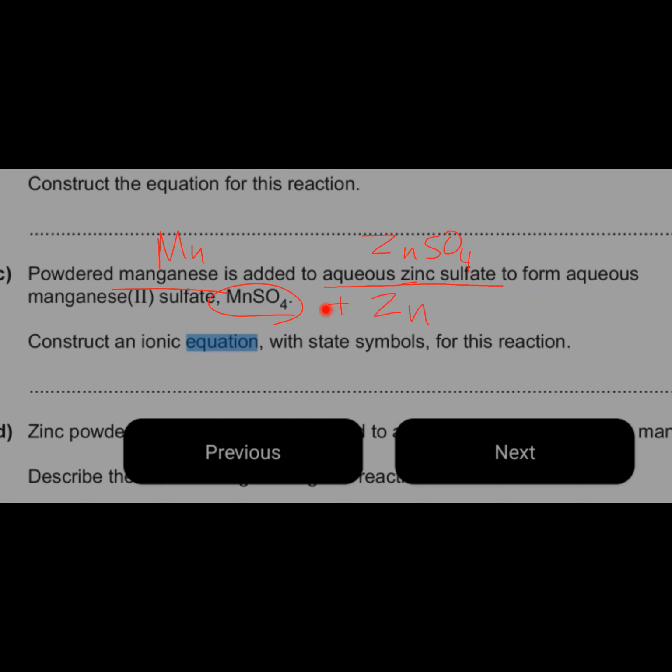Now the point is this: you might be able to write the overall equation, but they're asking for the ionic equation. So what shall we do? Shall we first write the overall equation and see? I'll tell you tips. There are several ways of doing this, but the good practice is this always.